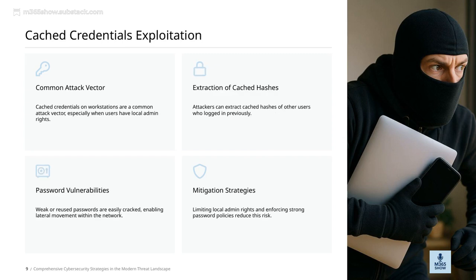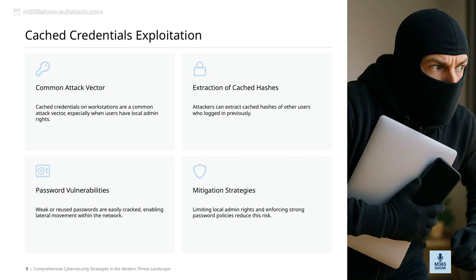Let's take a closer look at cached credentials exploitation. This is a significant threat in today's cybersecurity landscape. On this slide, we see that limiting local admin rights and enforcing strong password policies are crucial steps in reducing this risk. By doing so, we can prevent attackers from easily moving laterally within the network.